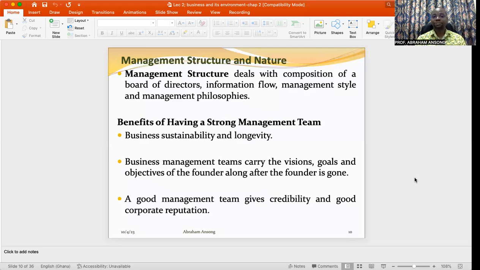So shareholders will pay attention to the management team. Creditors, those that give money to the organization, will pay attention to the management team, because the guarantee you have is largely based on the type of managers in charge of the organization. If they are good at what they do, you have somewhat of a guarantee that the money you've invested in that business will bring some returns and you will get your capital back. So it's very important to have a good management team because they provide credibility. They help in bolstering the image and reputation of business organizations.